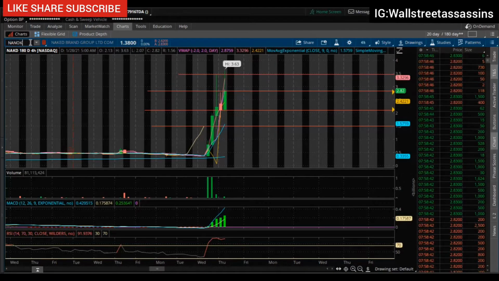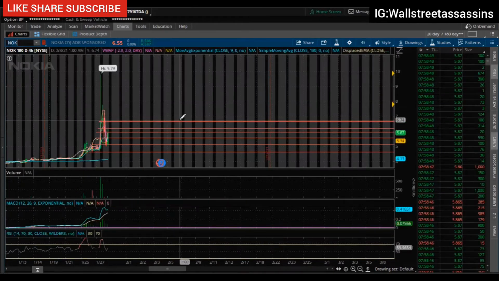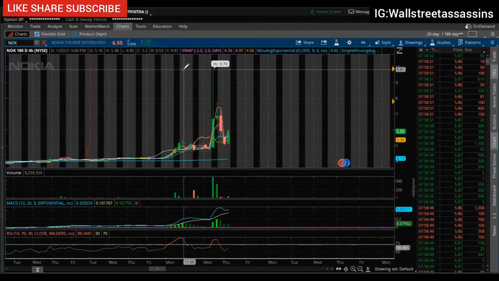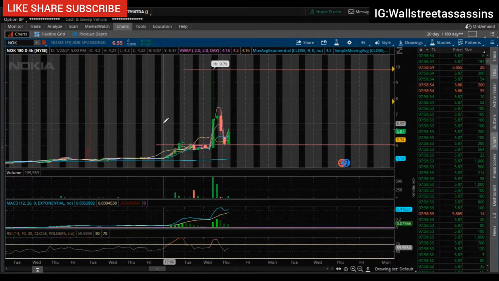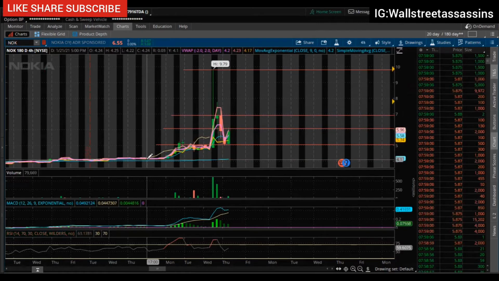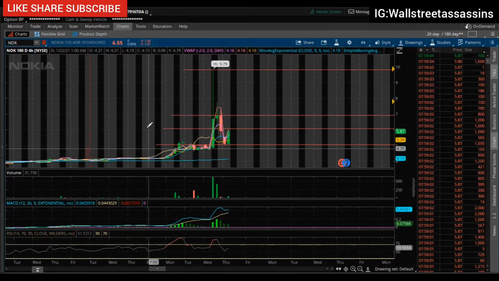Next one, NOK. So NOK pushed up pretty nicely yesterday, had a massive drop, as you guys can see. That's another thing. Don't jump in at the bell. Make sure you guys wait for a pullback. Make sure you're getting in at the right time. These moves, you have to basically be very strategic before you go into these moves.